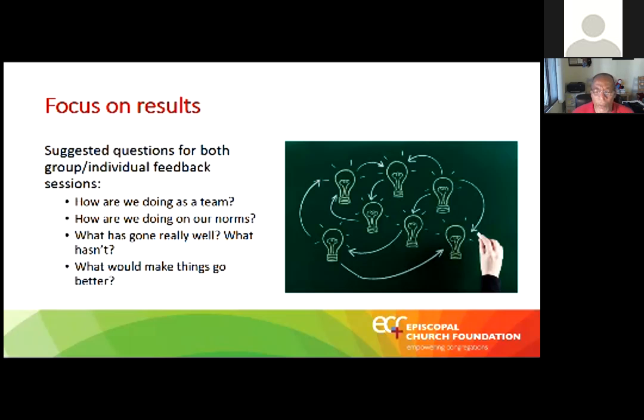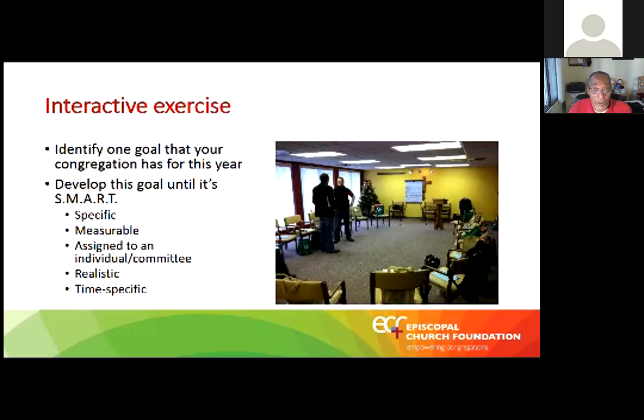What's going really well? What hasn't? I was recently in the Diocese of Minnesota working with them, and one of the ways in which they debrief is they talk about what should we do again and what do we need to look at. So that's another way to answer the same question. What do we do over and what would you change? To keep it more in an appreciative format. So these are a couple ways that we talk about and spend some time on focusing on results.